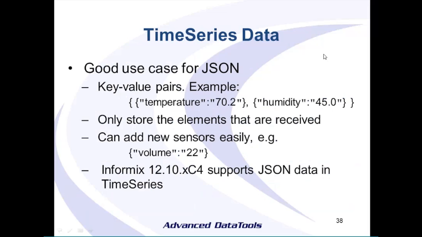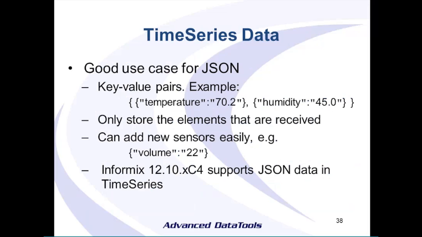What we really need to do is use JSON. So here is when we're using our key value pairs. For example, in this example, if we just receive temperature and humidity and no light level, this is all we need to store, the temperature and the humidity. So now we're only storing what we receive.